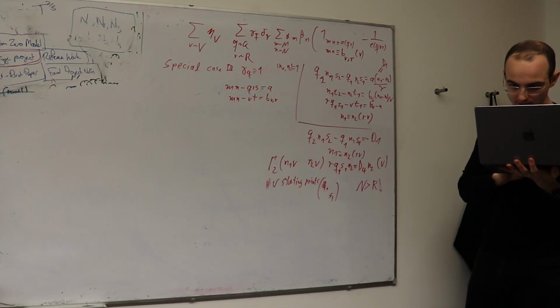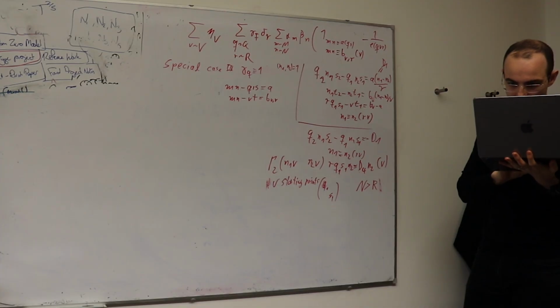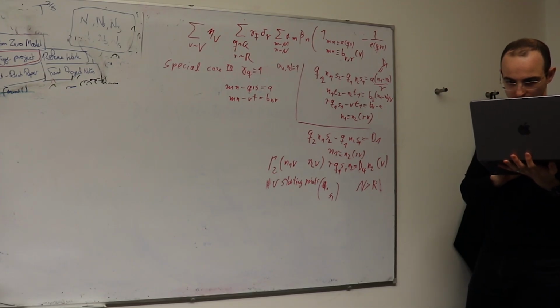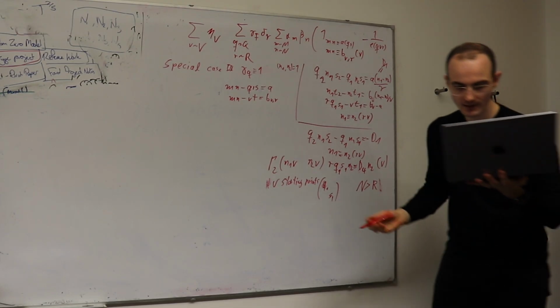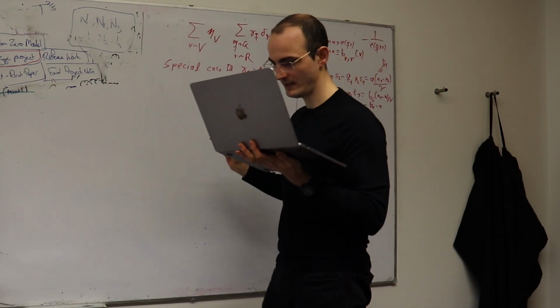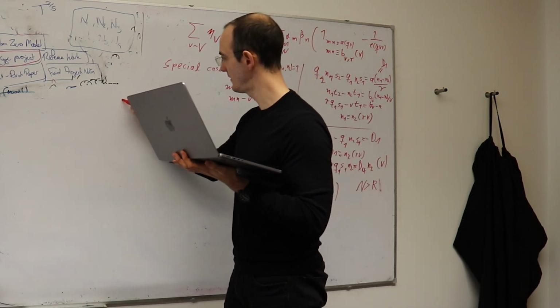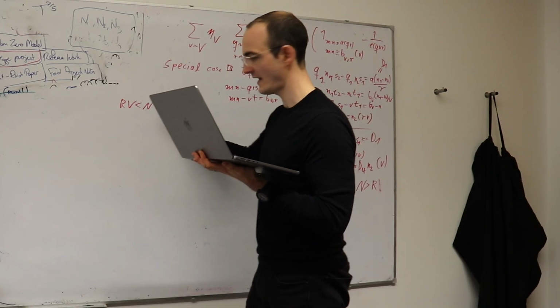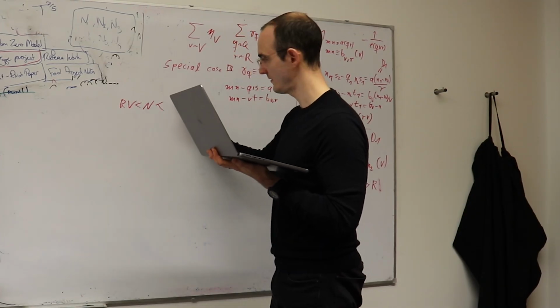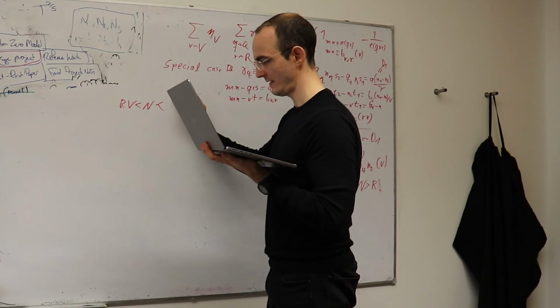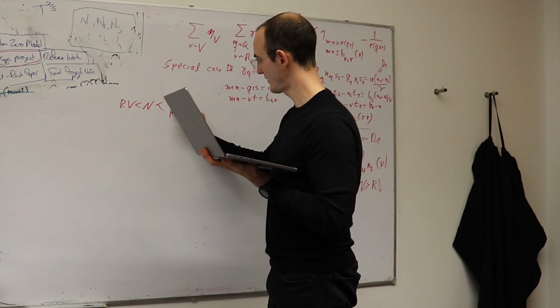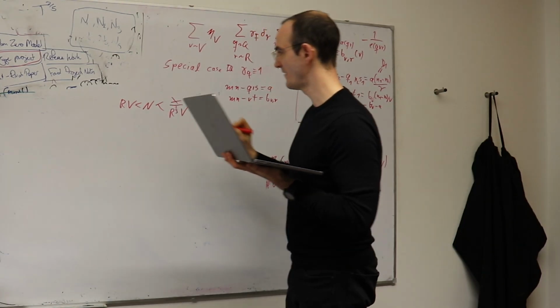And let me write what we get, for example. If everything done here is correct, then we say that we get something like RV less than N less than X over R to the 1/3 V.